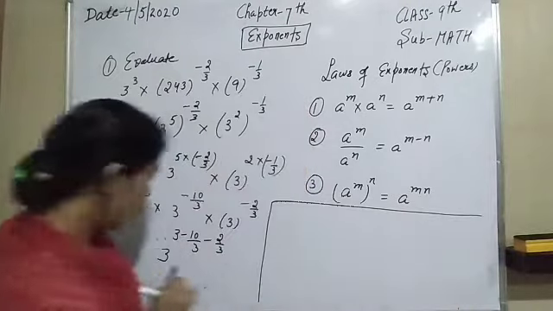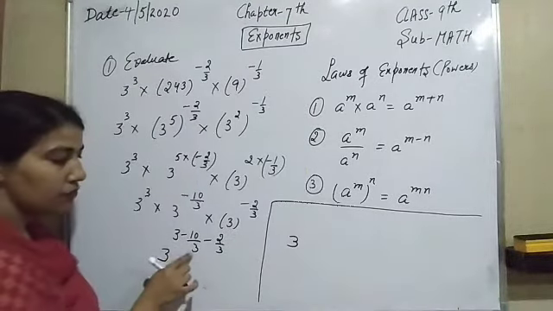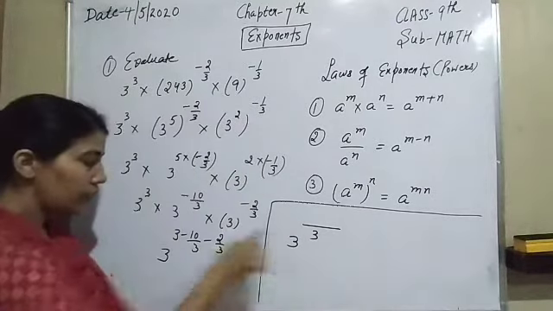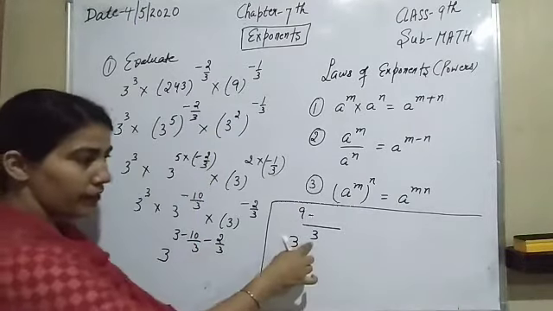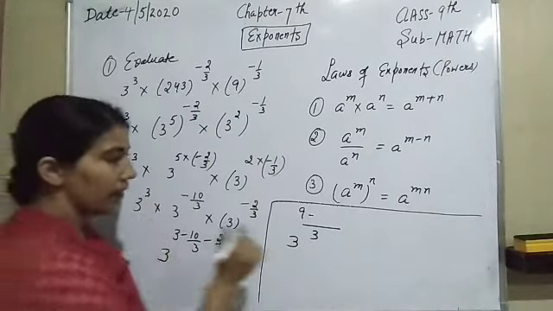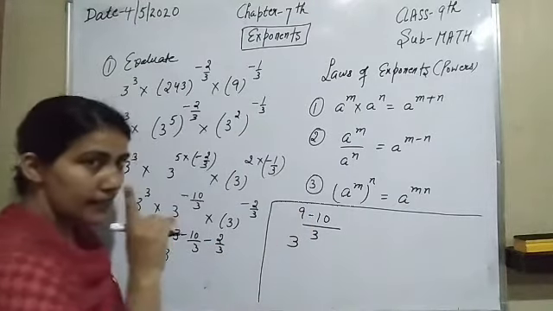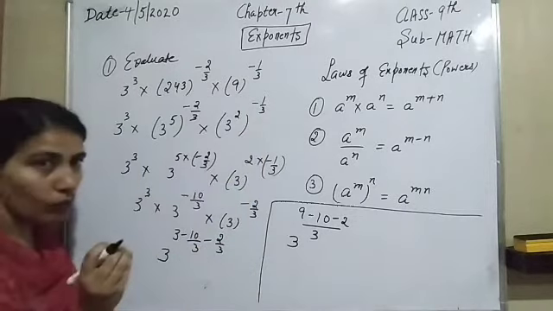Now the base 3 stays as it is. Now take the LCM of 3 and 3, that is 3. Now 3 threes are 9, minus 3 divided by 3 is 1, and 1 multiply 10 is 10. Again 3 divided by 3 is 1, and 1 multiply 2 is 2. That is the basic rule of LCM.